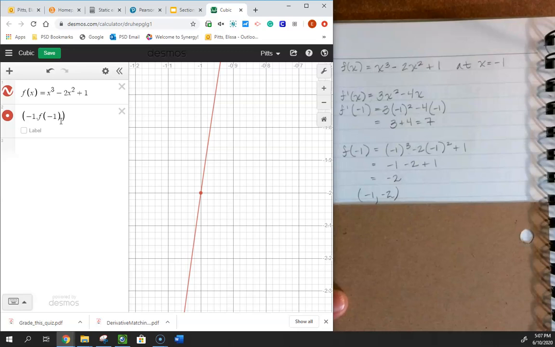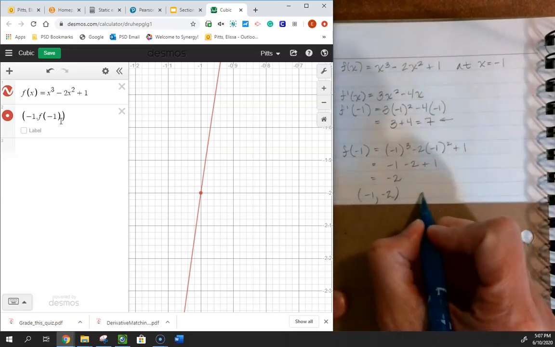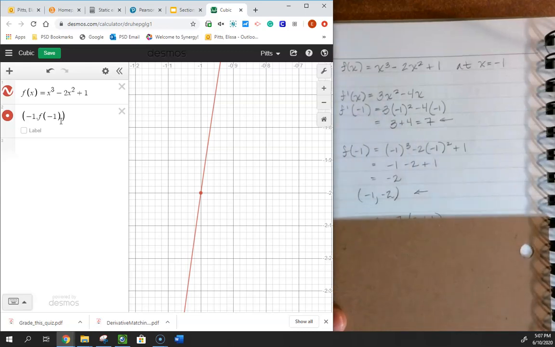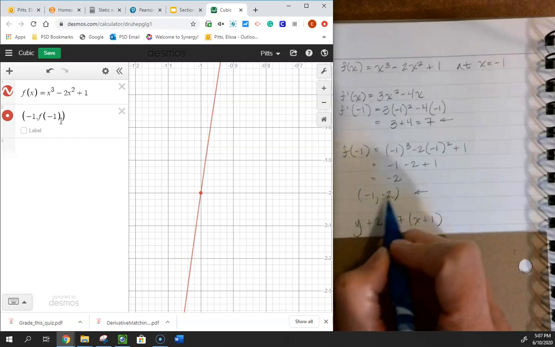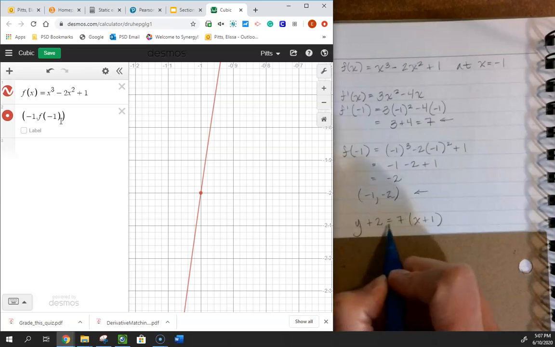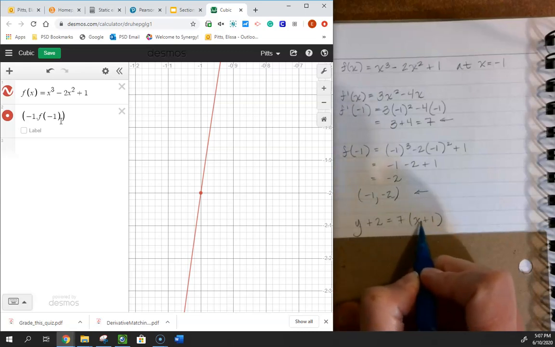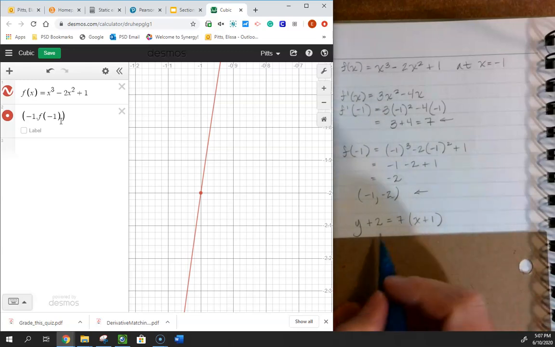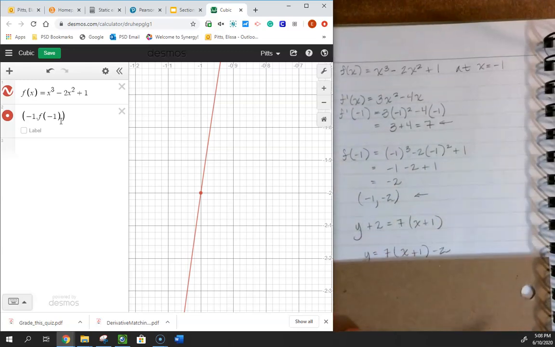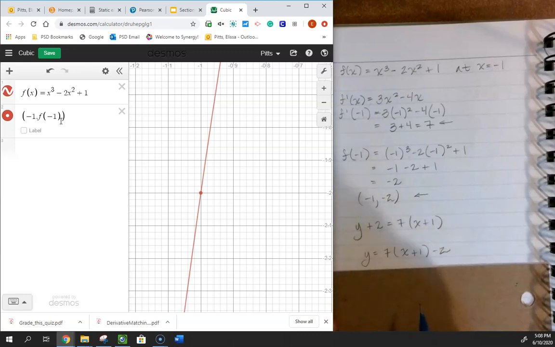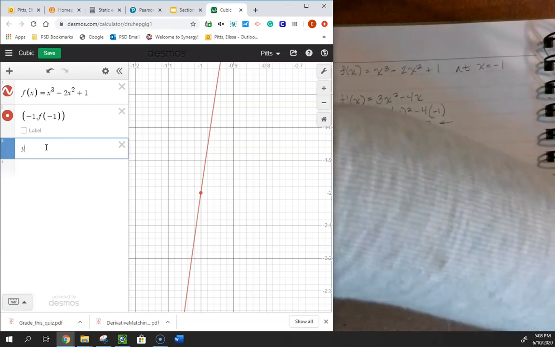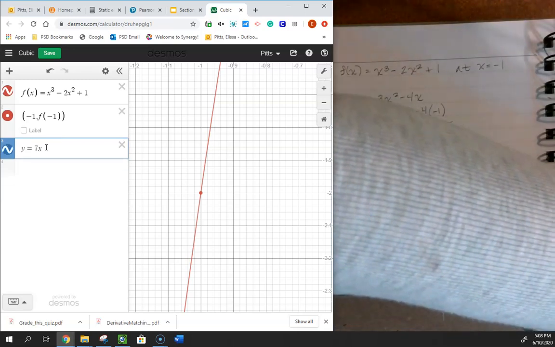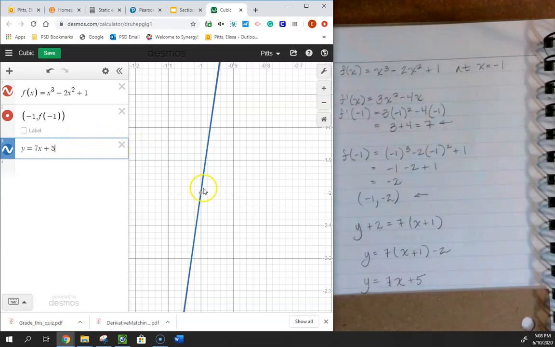Now I'm going to use this information that I know the slope and I know the point to write the equation of the tangent line. And so we've done this many times. We say y minus the y value of the point, y minus -2 is y plus 2, equals the slope times x minus the x value of the point. And so we get this as our linear approximation. We can simplify this, subtract 2, and then distribute the 7, and we will end up with y equals 7x plus 5. So if I type in y equals 7x plus 5, that's the equation of the tangent line at that point.